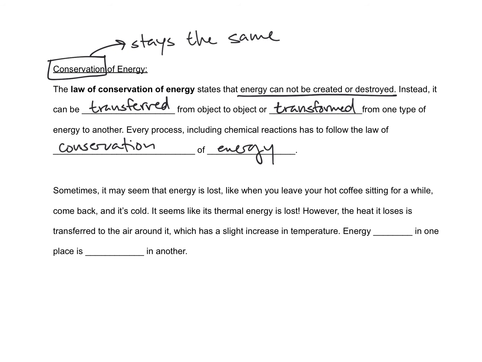So our sentence down here with the blanks says energy that is lost in one place is gained in another. So when you have energy leaving somewhere, it has to be going somewhere else. It's not just being destroyed. If you have energy coming in somewhere, it has to be coming from somewhere else. It's not just created. That's the law of conservation of energy.